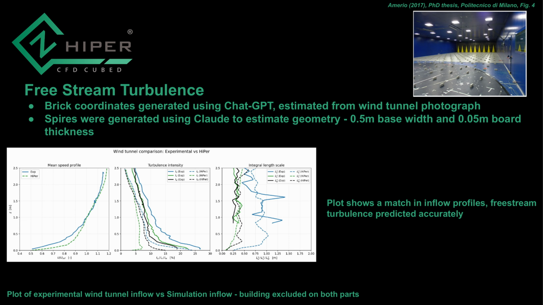I took out the building and I set a rake point across where the building would sit. And this took data to plot the mean speed profile, turbulence intensity, and the integral length scale. And you can see in this plot that the free stream turbulence is predicted accurately.